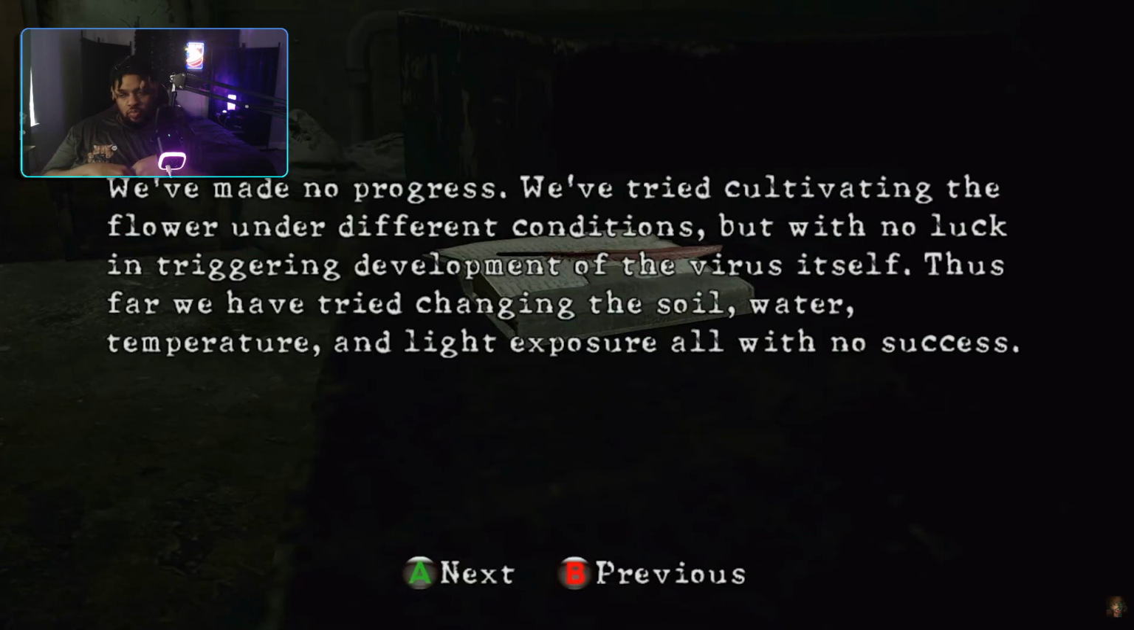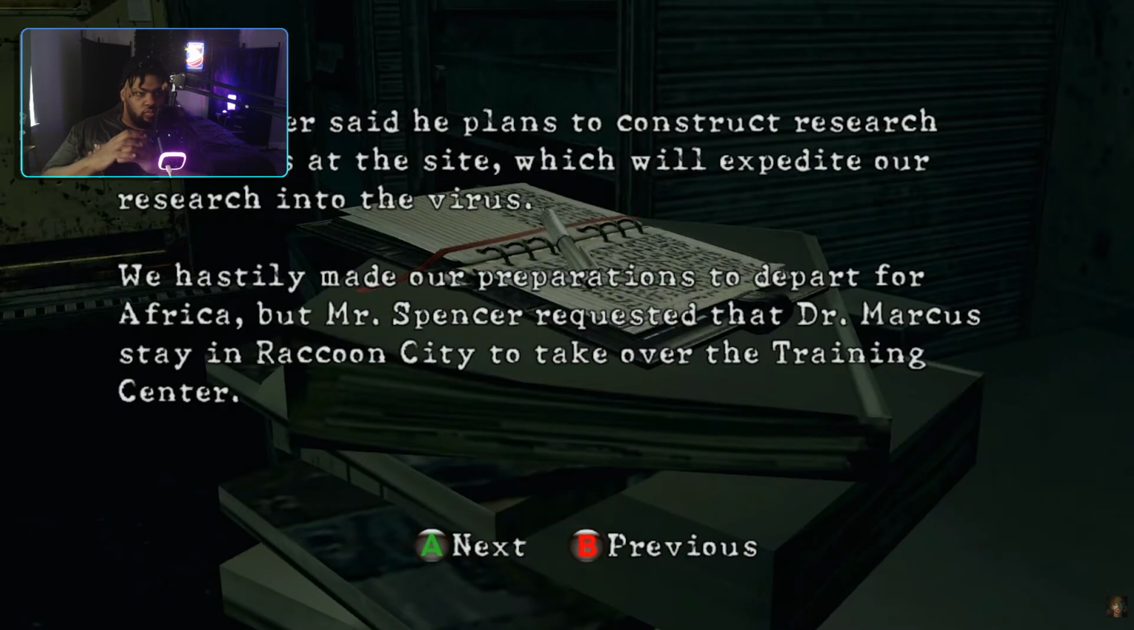They were having problems though, in that they were having trouble recreating the conditions in which the flower could not only thrive, but keep on producing the virus within it. With lack of results and no breakthroughs, Brandon Bailey would return to Africa to continue his research there, whilst Dr.